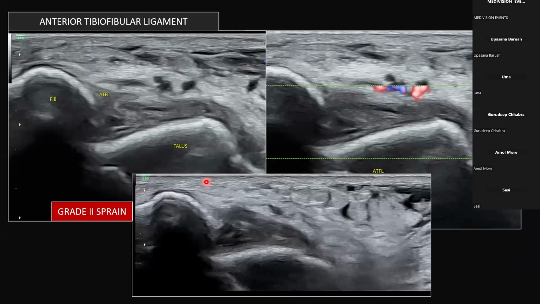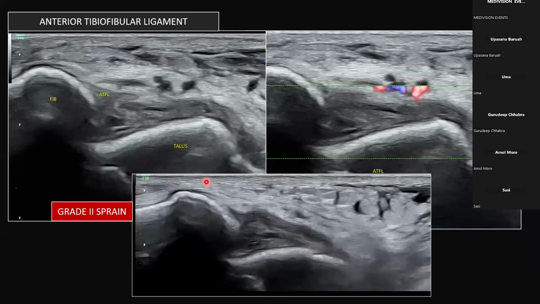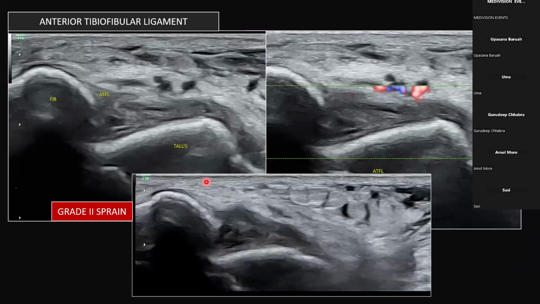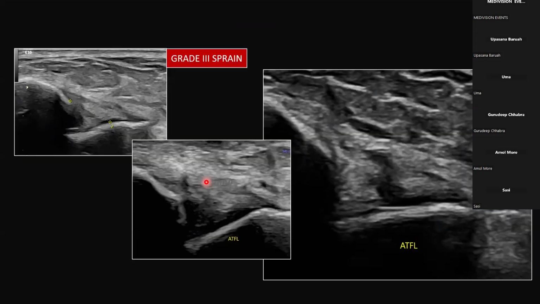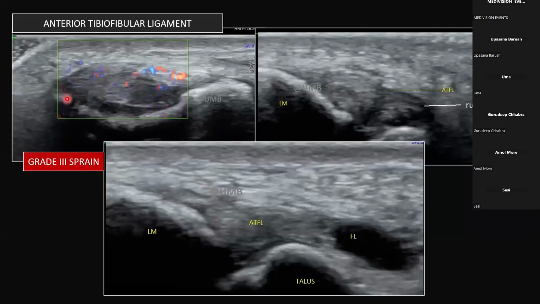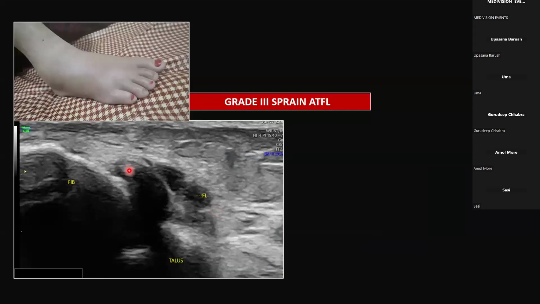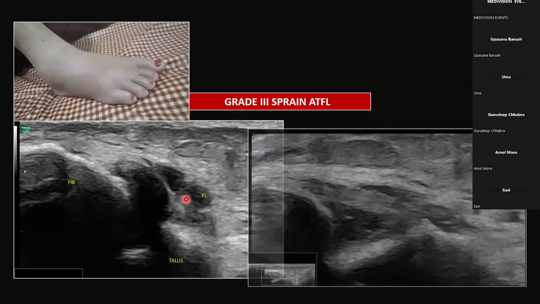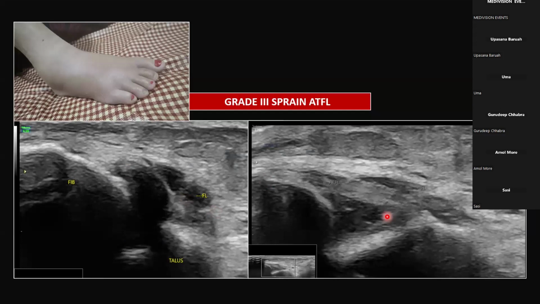Another case, which is very well visualized with the dynamic scan. And this is also an acute injury. We can see a swollen ligament there. But with the dynamic scan, we can see the tear end at the lower end, and there is an accumulation of fluid. If we see a lot of fluid around the ligament, then there must be some leakage of the fluid, and we can find it. There is a complete full thickness tear.